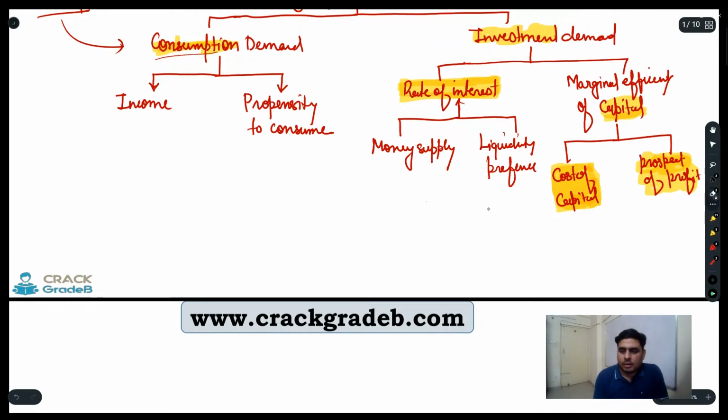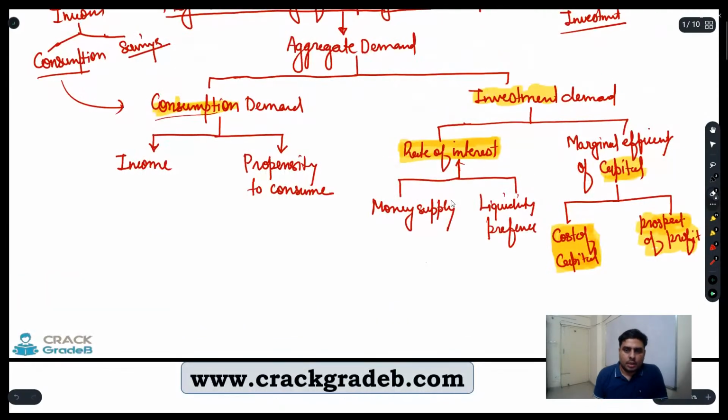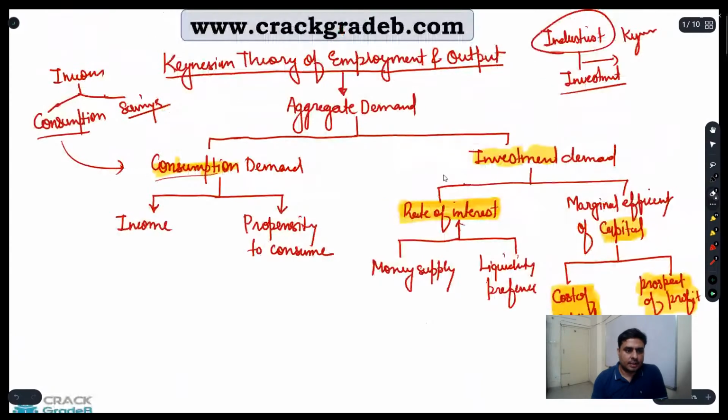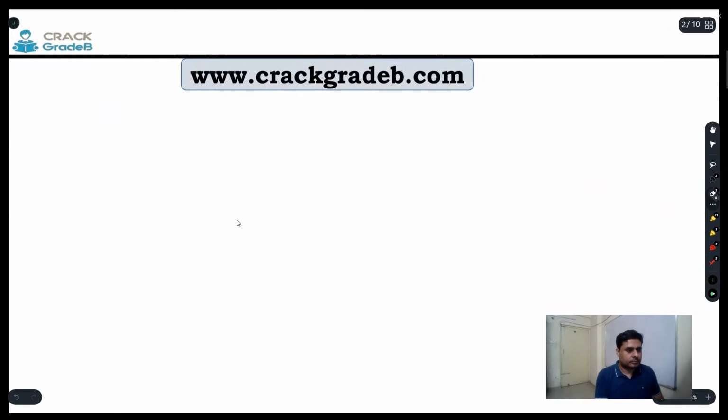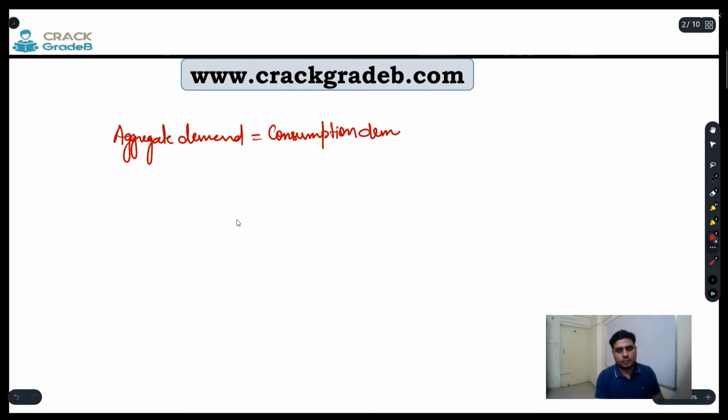Okay, so he explained these things here, consumption demand and investment demand, and then aggregate demand is going to be equal to, if I write it here, aggregate demand is equal to consumption demand plus investment demand.